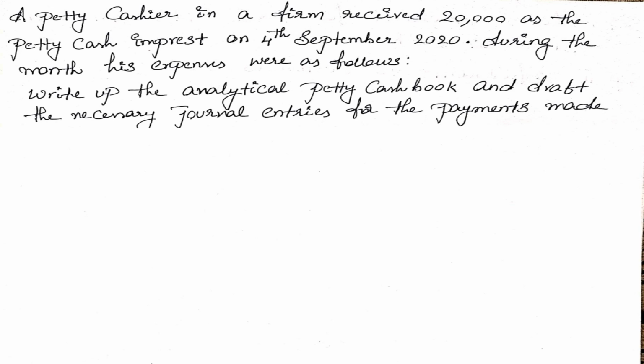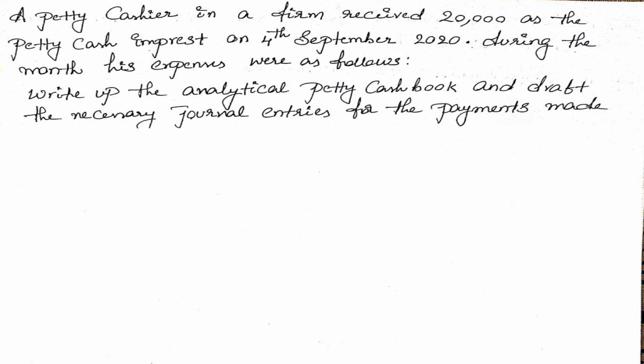Now we will see the problem. Here, a petty cashier in a firm received 20,000 as a petty cash imprest on 4th September 2020. During the month, his expenses were as follows. Here he has provided us the expenses that had occurred during the period and also he is asking us to write up the analytical petty cash book and draft the necessary journal entries for the payments made. First we will post these transactions into petty cash book and then we will prepare journal entries. Here our first transaction is opening balance.